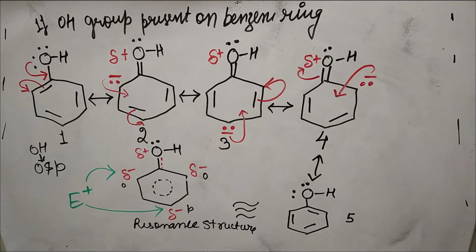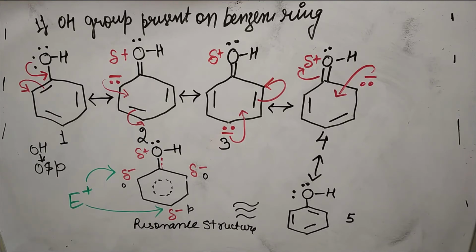If the OH group is present on the benzene ring, the other substituent will go at the ortho and para positions, so we will get ortho and para products. So this is the case when the OH group is present on the benzene ring.